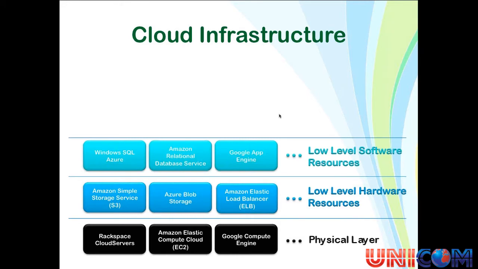And similarly, at the low-level software resources layer, there are services like Windows SQL Azure, which gives you a database in the cloud. Amazon Relational Database Service, again, gives you a database in the cloud. And Google App Engine is an application engine in the cloud. So you don't have to manage, configure and pay upfront money for your databases and your application servers. You just use these cloud services, and they take care of this layer.